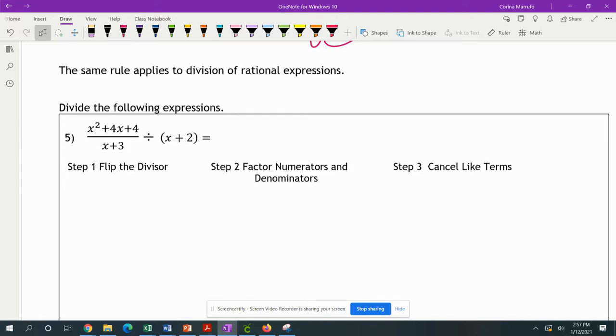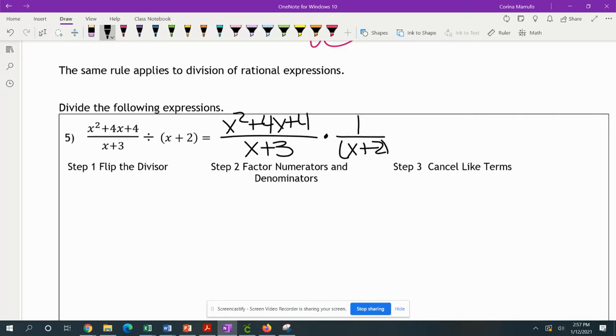So what we're going to do is go ahead and rewrite this by flipping and multiplying. This part stays the same over x plus 3. Now the x plus 2 doesn't have anything in the numerator or the denominator, so when we flip it, we'll put a 1 on top and move the x plus 2 to the bottom. Okay, so once you flip the divisor, you're going to go ahead and factor just like we did on the other problem.